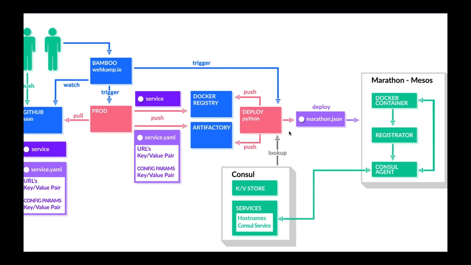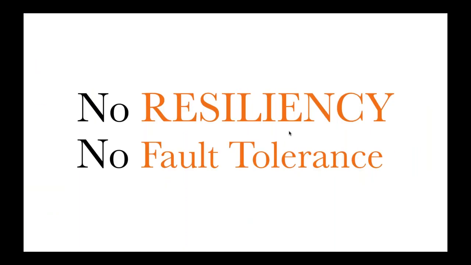Looking at what an average, or let's say most solid, continuous delivery pipeline looks like. This is an example taken from an e-commerce website, Vacom. They're not deploying Node.js, they're deploying Python, but using Docker containers. It's pretty interesting how the orchestration looks, and as you can see, everything is orchestrated by Marathon and Consul. But still, this model is missing something.